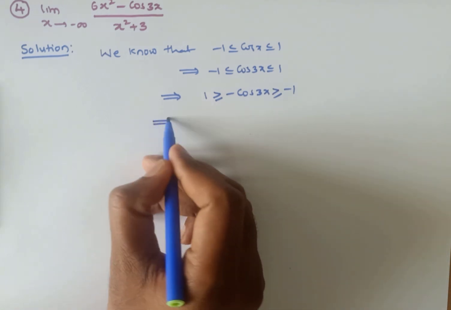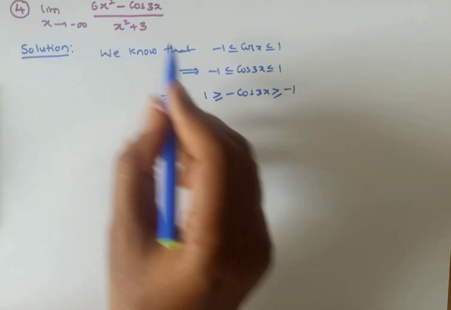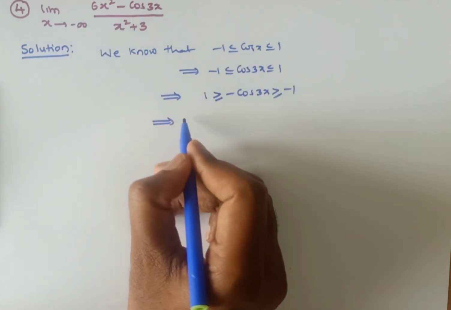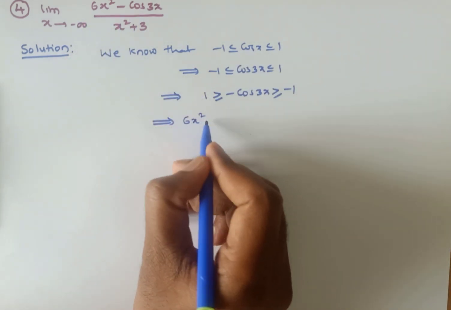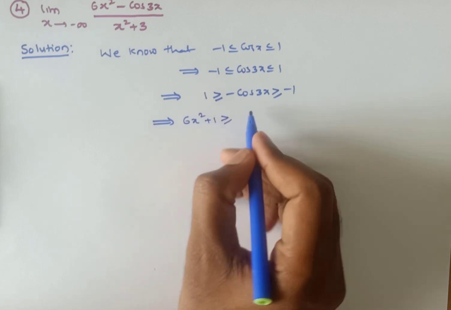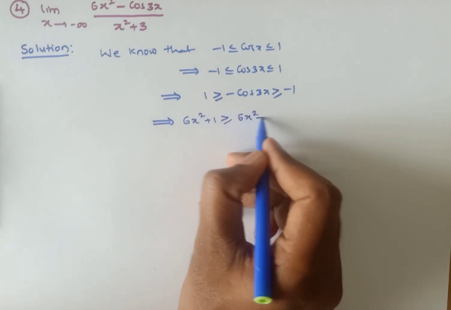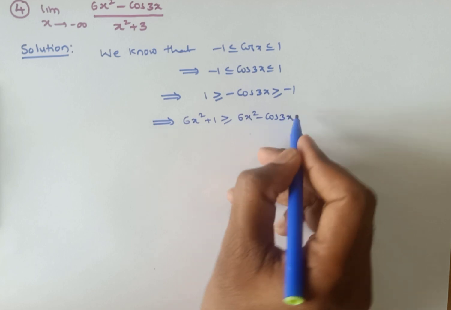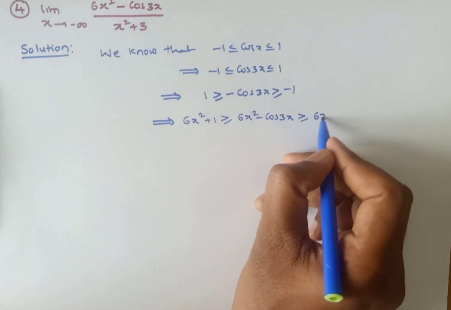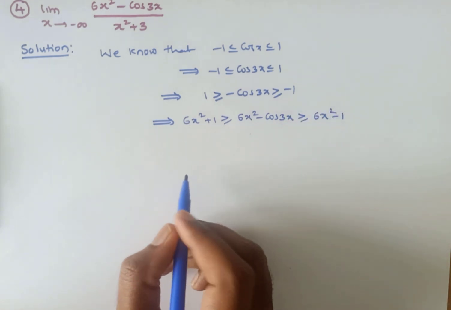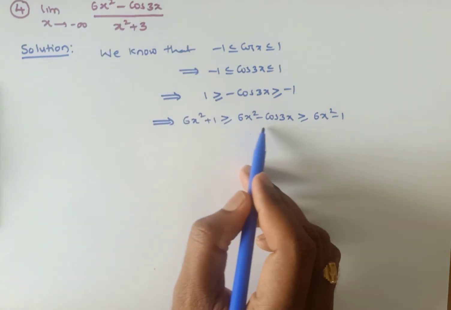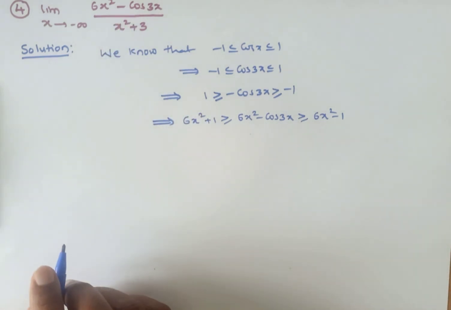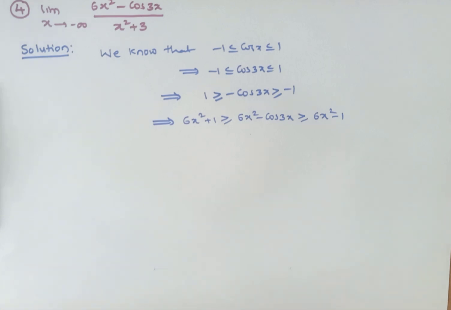Right? Now in the numerator 6x square is there, so adding causes no problem. 6x square plus 1 is greater than or equal to 6x square minus cos 3x is greater than or equal to 6x square minus 1. Next, what else do we need? To convert it into the given function, we need x square plus 3 as the denominator. So divide by x square plus 3.